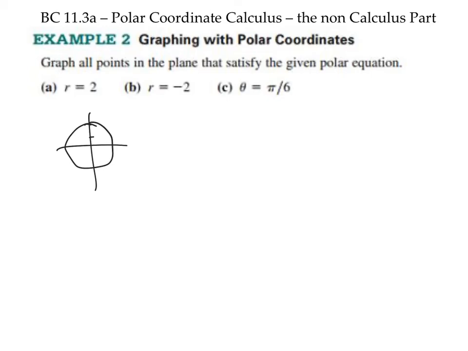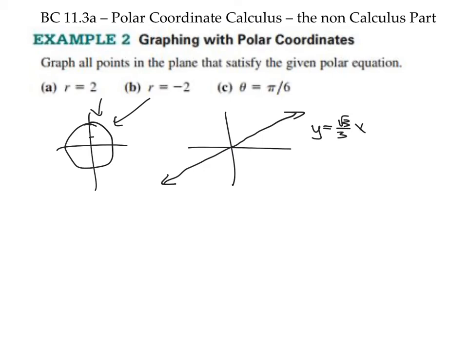But how about the next one? Well, go any angle, and from there go a distance of -2. You're still 2 units from the origin. So both of A and B have the graph that's a circle with radius 2. The third one, the angle is pi over 6, also known as 30 degrees. So any radius, positive or negative, and that looks like it's going to be y equals root 3 over 3 x, a line through the origin.